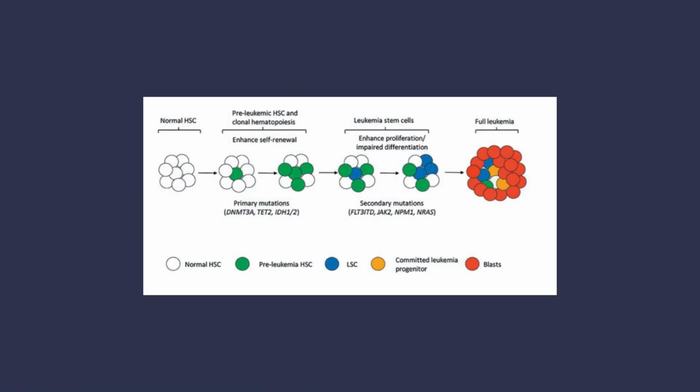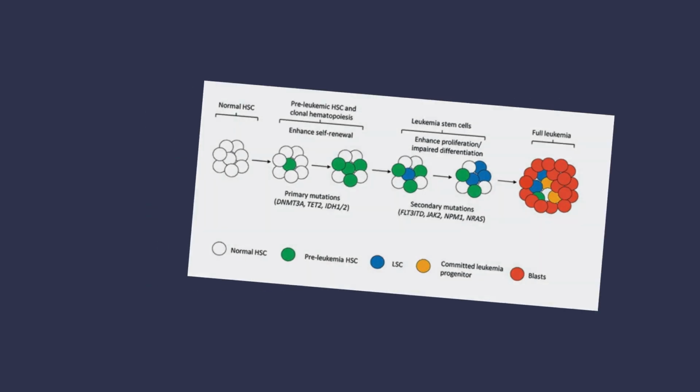So acute myeloid leukemia is a heterogeneous group of aggressive blood cancers that arise from clonal expansion of malignant hematopoietic precursor cells in the bone marrow. The leukemic cells interfere with the normal marrow functions, leading to pancytopenia, infection, and bleeding.